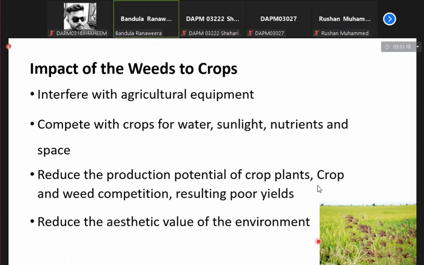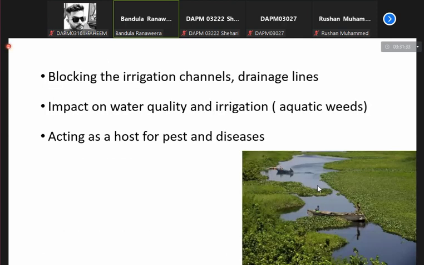Okay. Reducing the quality by having a mixture of... right. Okay. Anyway, some other impacts by the weed plants: they block irrigation channels, drainage lines in crop production sites or maybe in other places. They reduce the water quality during irrigation, especially the aquatic weeds. Alternate host for pests and diseases.